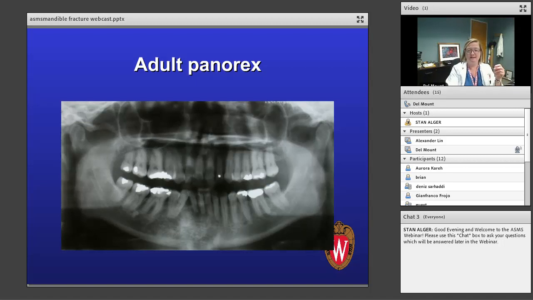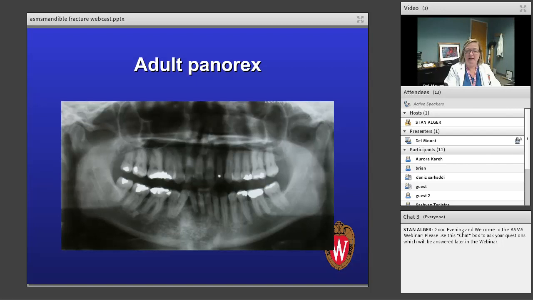So the adult Panorex is a really great modality to use. They're cheap, maybe a couple hundred dollars. And you can see pretty well the definition of the condylar head here. You can see even the joint space. You can see the ramus. You can even see the nerve as it traverses the nerve foramen, as you can see here, right through that region up until the mental nerve coming out.